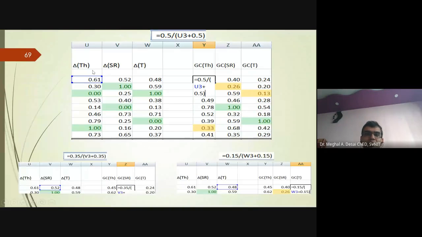So 0.5 for this GC, 0.5 divided by this value plus 0.5. So I will simply scroll down. So for all the values, or you can say all the responses, I will be able to find GC. For each one, it was shown 0.5, that is for thickness, 0.35, that is for surface roughness, 0.15, that is for transmittance. Okay, so I have GC for all the cases.